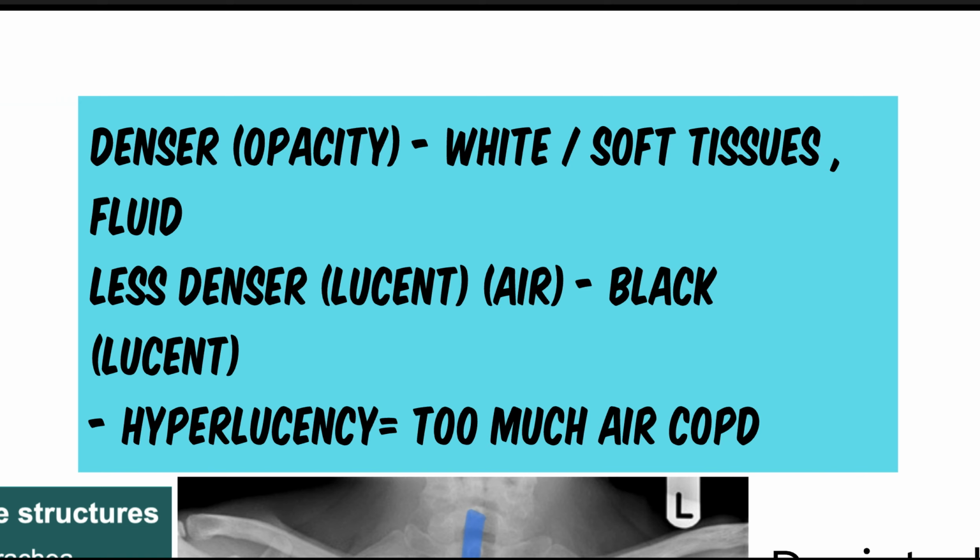Now, hyperlucency, on the other hand, means there's too much air, as in the case of COPD. So keep that in mind. Opacity means there's some sort of consolidation, or some sort of blockage, or it can just be the regular soft tissue, fluid, or bones. Lucency can represent air. Usually lucency is represented by black on the x-ray and opacity by white.